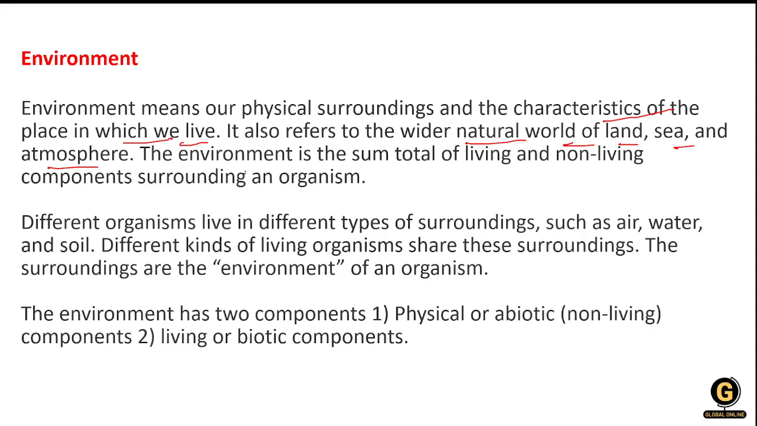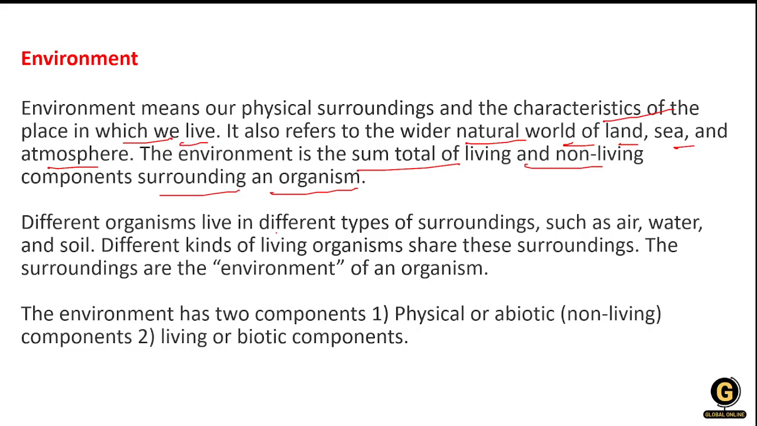So the environment is the sum total of living and non-living components surrounding an organism, clear. Basically, related to the organism, whatever components are there, living or non-living, this is called environment, clear. And these are very important. What are the living and non-living things, what are the types of environment, we need to study and understand those before jumping to the main point, clear.